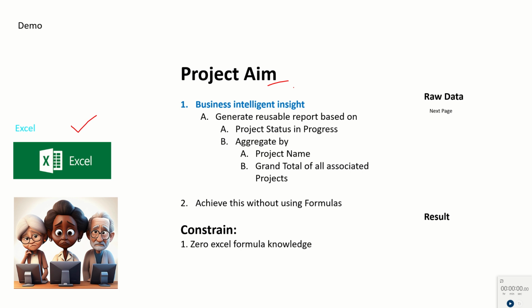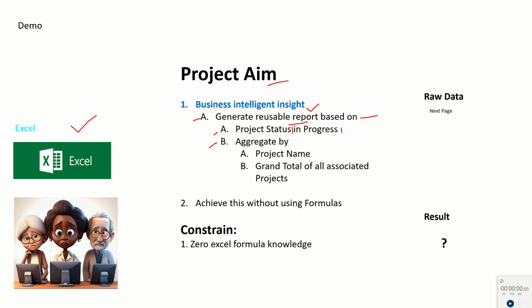What do they want us to achieve? They want a business insight. What kind of business insight? They want A, for us to generate a reusable report based on... based on what? We have A and B. The first bit about the reusable report, they want us to generate project status in progress. Alright, they want us to generate a report on status in progress.